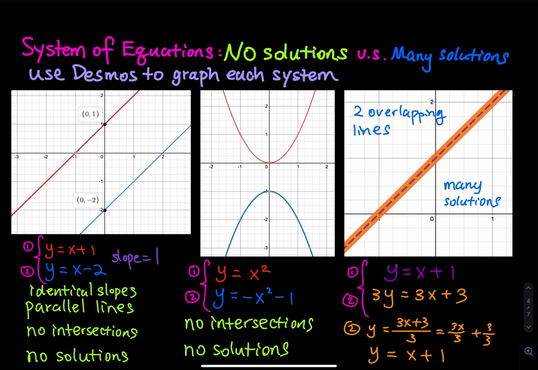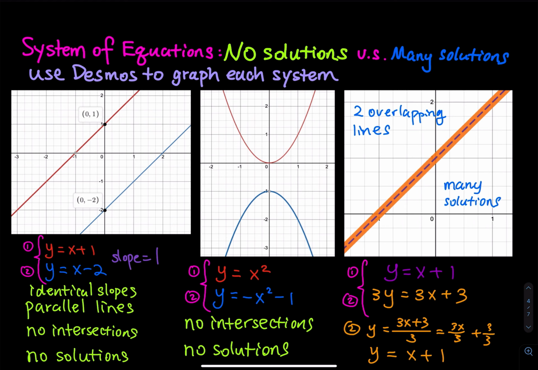And then the second system, they are not linear, they are two parabolas. The parabola in red is x squared, and the parabola in blue is negative x squared minus 1. One is facing up, the other one is facing down. They never intersect, so there are no intersections. As a result, this system has no solutions.